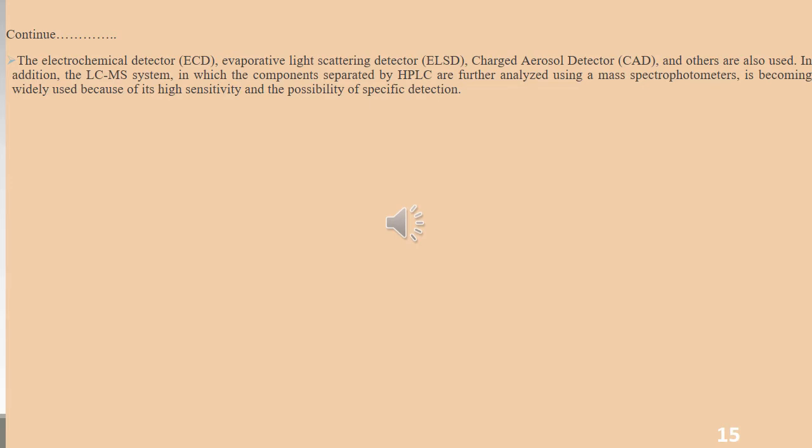Other types of detectors are also used, for example the electrochemical detector, ECD, evaporative light scattering detector, ELSD, charged aerosol detectors, that is CAD, and others. In addition, the LC-MS system, in which the components separated by HPLC are further analyzed using a mass spectrometer, is becoming widely used because of its high sensitivity and the possibility of specific detection.